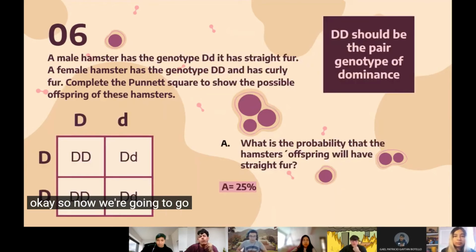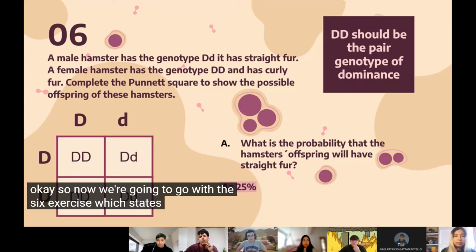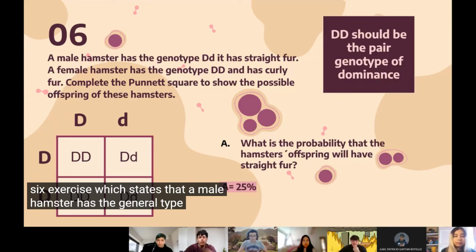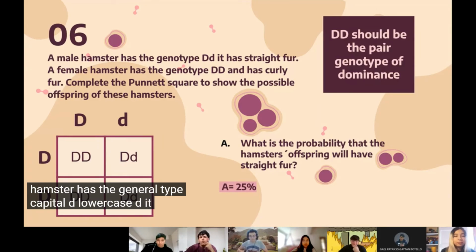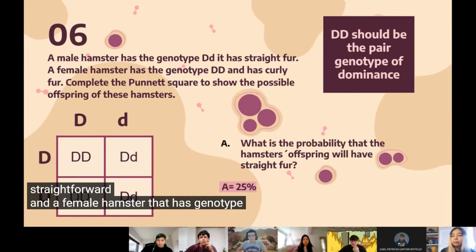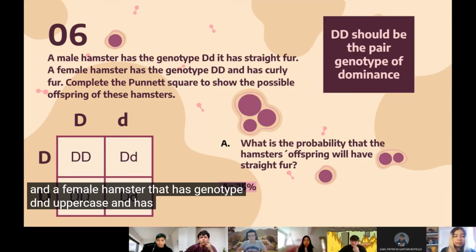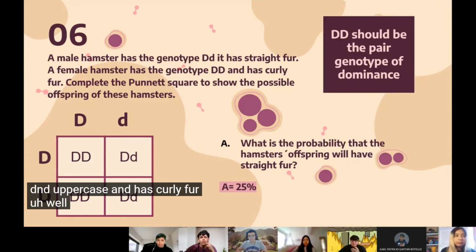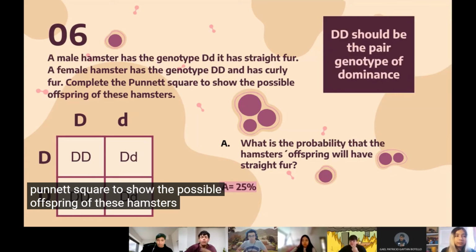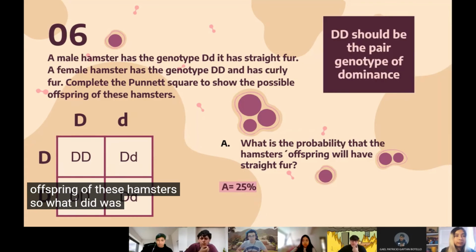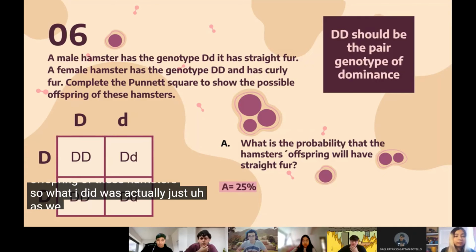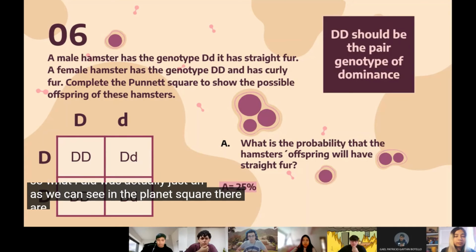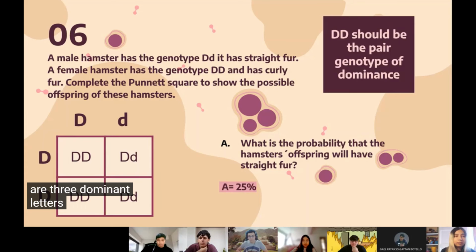Okay, so now we're going to go with the 6th exercise, which states that a male hamster has the genotype capital D, lowercase d, and straight fur, and a female hamster has genotype capital D, capital D, and curly fur. It is asking to complete the Punnett square to show the possible offspring of these hamsters. As we can see in the Punnett square, there are 3 dominant letters, if you could call them that, and 1 recessive letter.